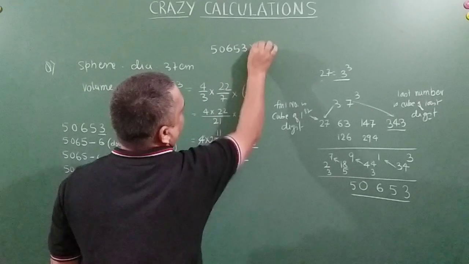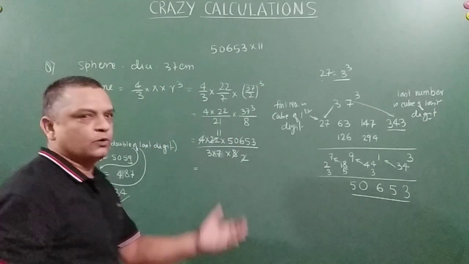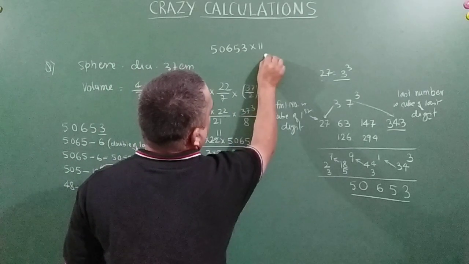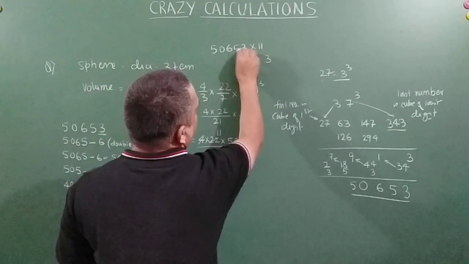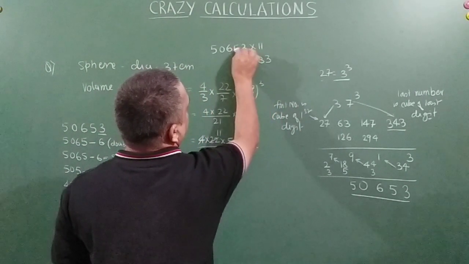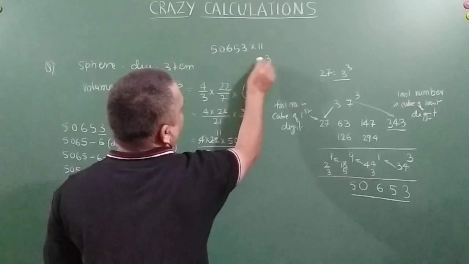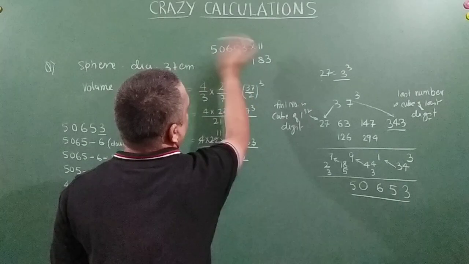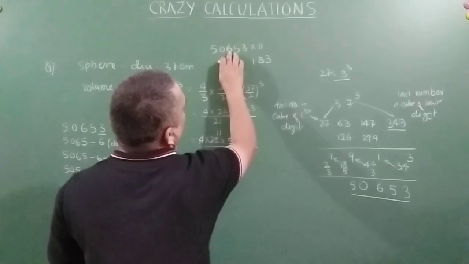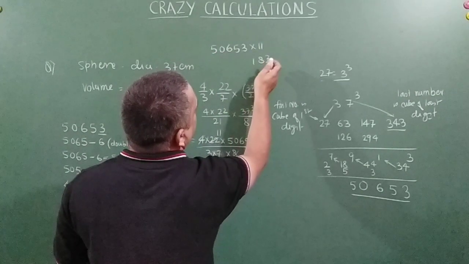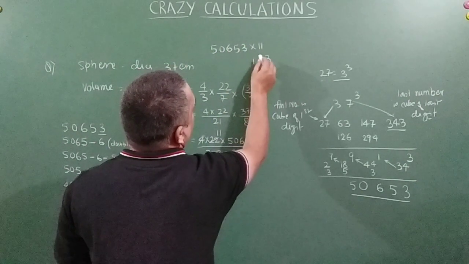50653 into 11. So friends, you all know how to multiply with 11, right? Okay. So write your last digit as it is, then keep adding. That is 5 plus 3 will come down. Okay. 8, 6 plus 5, 11. 1 will come here, 1 goes as carry forward. Okay. 0 plus 6.